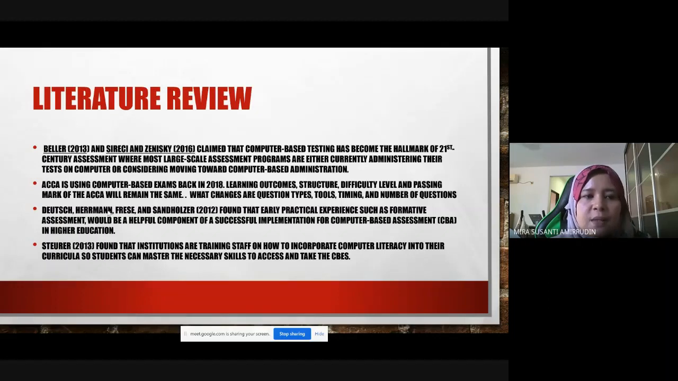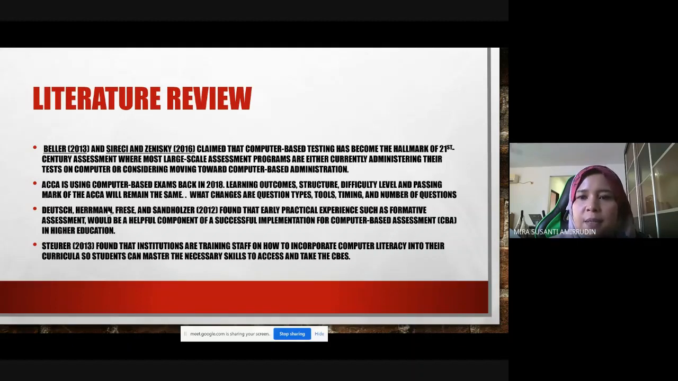So for the ACCA, we have moved to the CBE in 2018. For the learning outcome, the structure, the difficulty level, and the passing mark will be the same. The ACCA claims that what will change are the question types, the tools, the timing, and of course the number of questions. The change from paper-based to computer-based exam has been stated to be a helpful component for the successful implementation of the CBE.